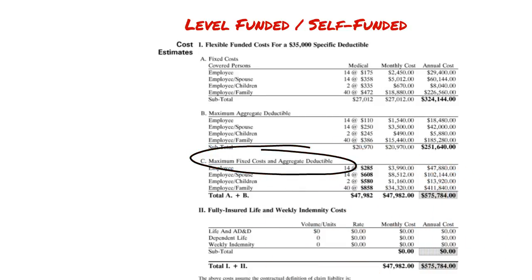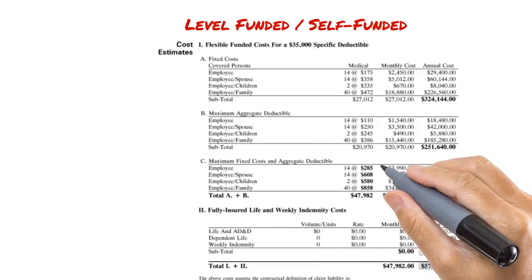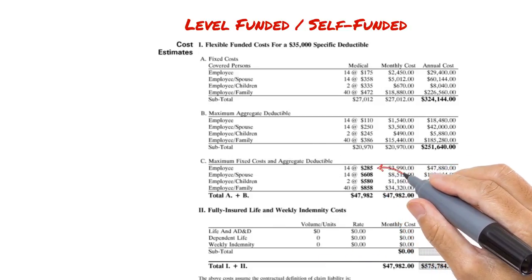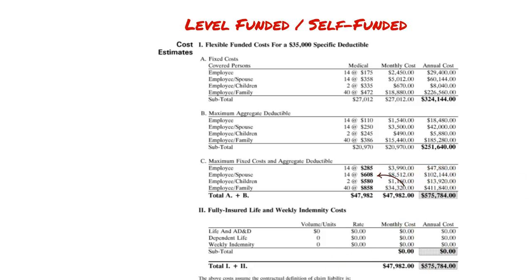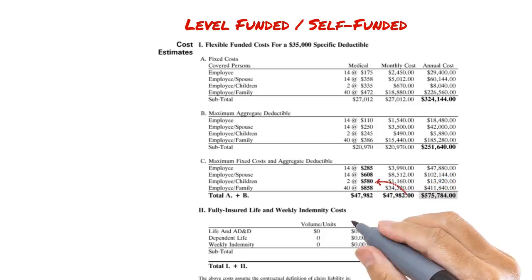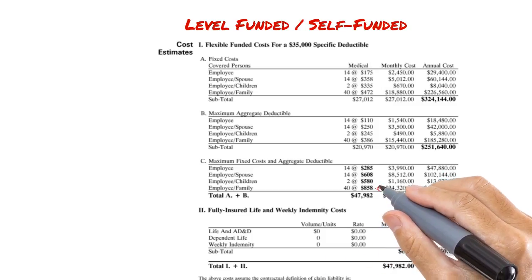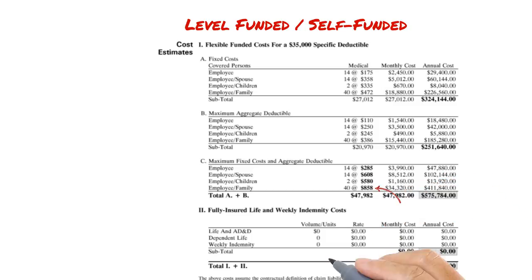So this employer has 70 employees, and the employee-only rate showing here is $285. The employee and spouse rate is $608. The employee children rate is $580. And the employee family rate is $858. Now, the employee cost is actually combined into the employee, spouse, child, and family rate. So to get the true cost of the dependents, you'd have to subtract out the $285.